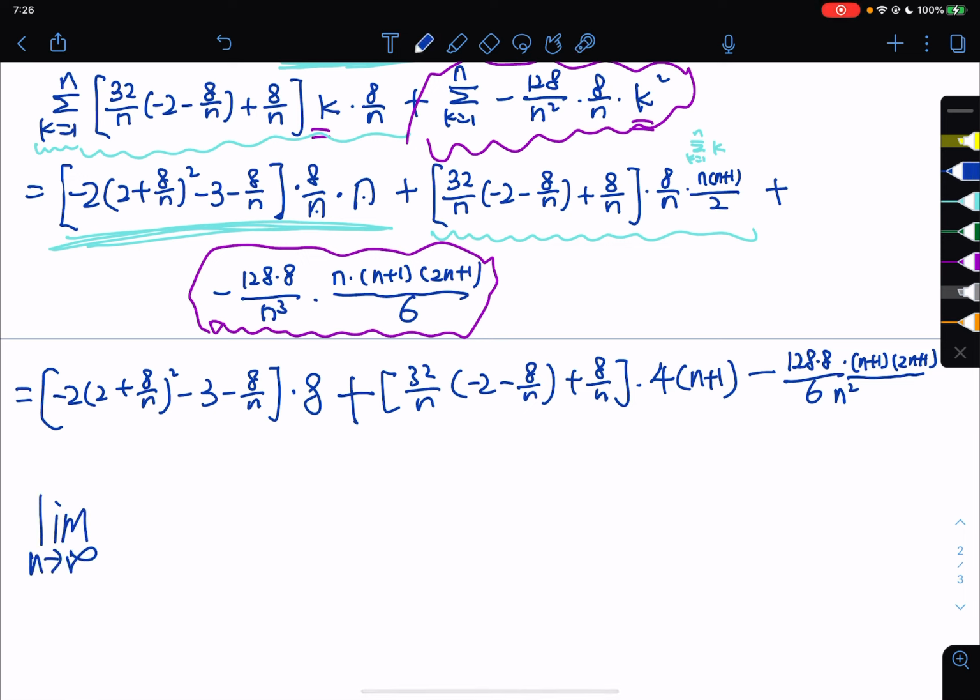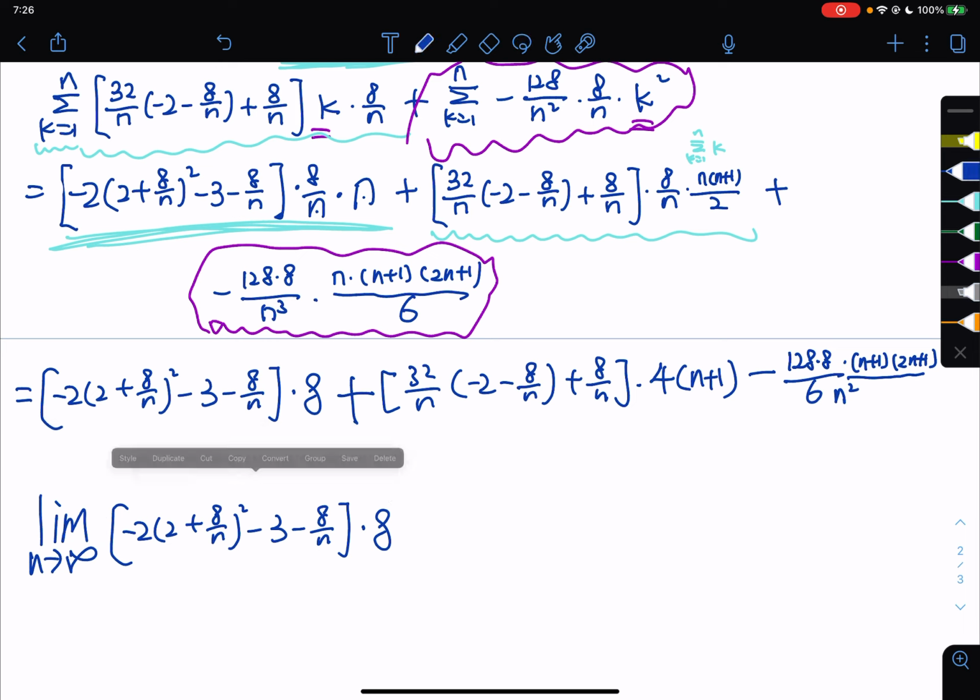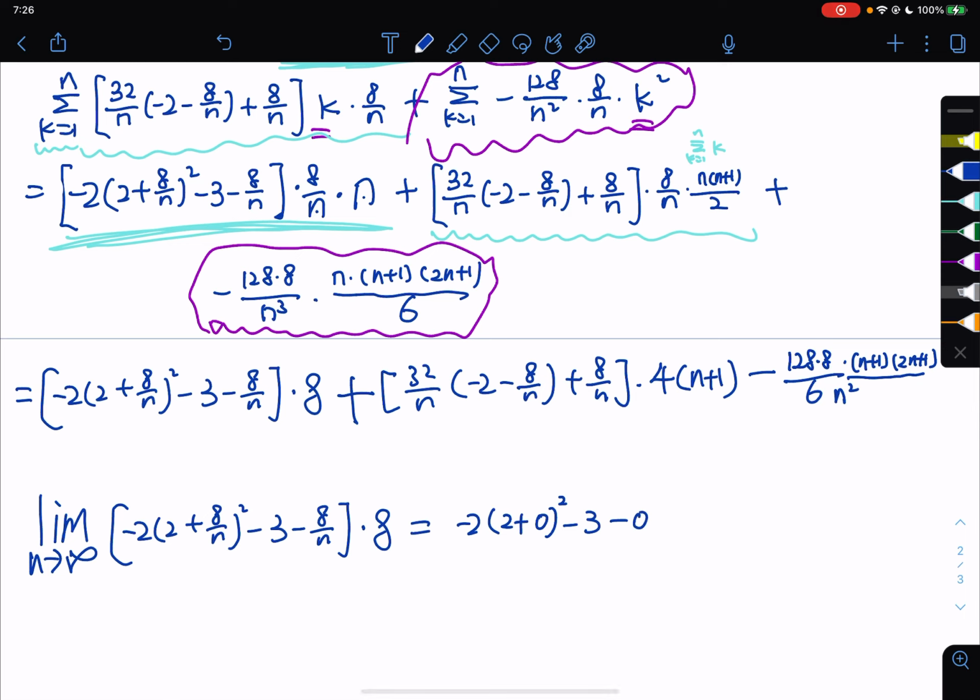n goes to infinity, the first term, you can think about it very quickly. If I were to copy paste it here, you can do a quick substitution. It's like negative 2 times 2 plus 8 over infinity, which is 0, minus 3 minus 8 over infinity, which is 0, multiplied by 8. So it's negative 2 times 4, which is negative 8, minus 3 times 8, which is negative 88. That's my first expression.